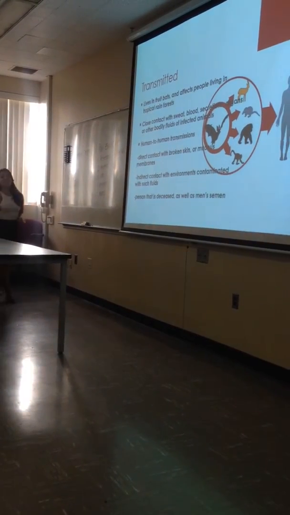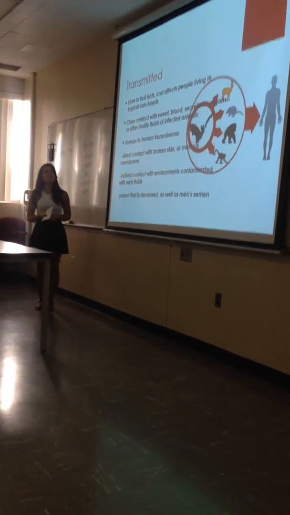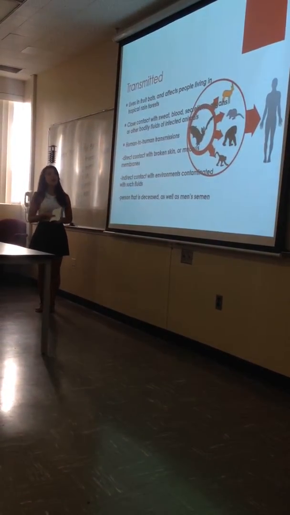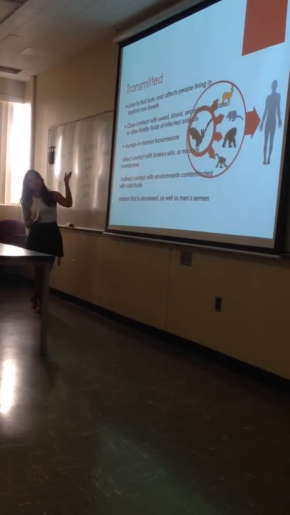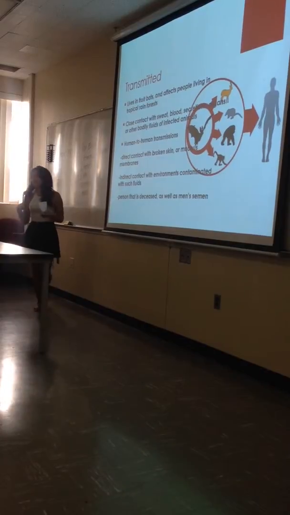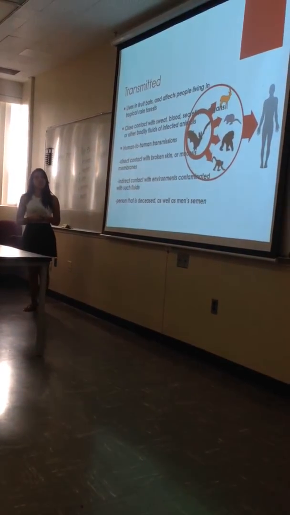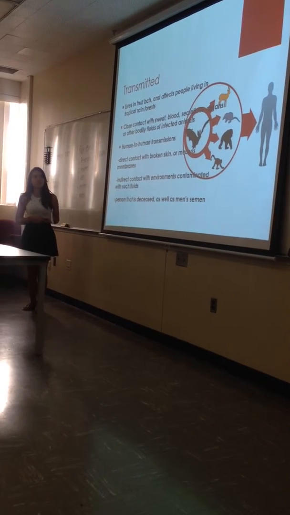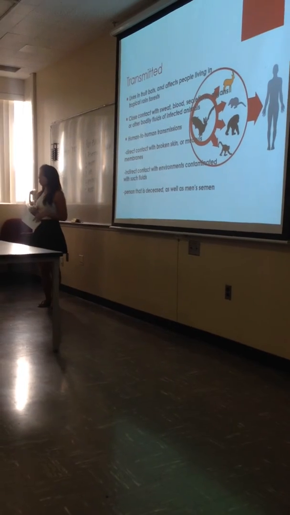Okay. So at first, it lives in fruit bats, and affects people living in tropical rainforests. As you can see, the bat, it goes on to the antelopes, the primates, and then so on, it goes to the humans. Close contact with sweat, blood, secretions, organs, or other bodily fluids of infected animals is how it passes on to humans or to animals itself.